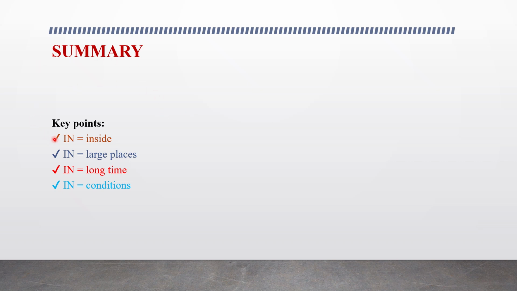We say that we use the preposition in when talking about something that is inside or an enclosed place. Then we said we use the preposition in when talking about large places or large areas. Then we can use the preposition in when you're talking about long periods of time. This means that we are not talking about specific time. A period of time is long. Then we use in when we're talking about conditions or states, a condition or a state that someone is in or something is in.